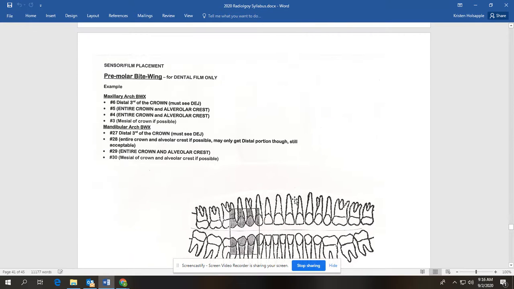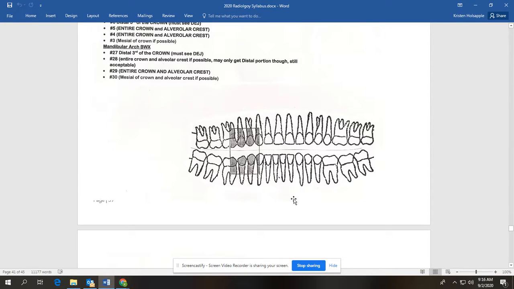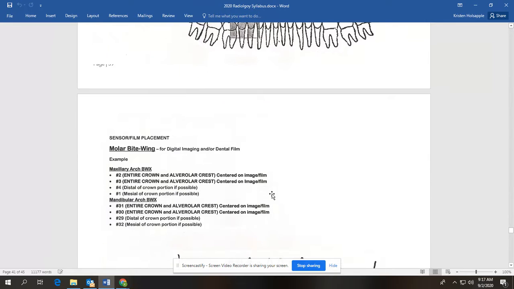All right, premolar bitewing, and this is with film. So if the student was using film, then they need both distals of the canines, the premolars, okay? Just the crowns and the bone. We want to make sure we get the bone in there. If we are taking for cavities, we are going to do horizontal. If we are taking for bone loss, we are going to do vertical.